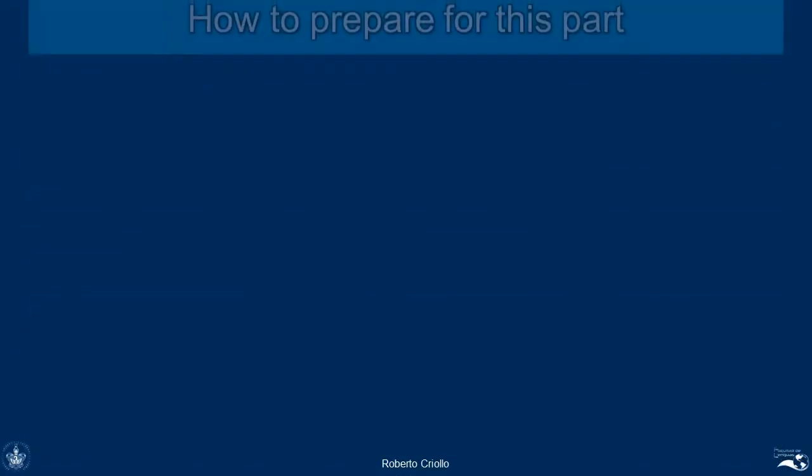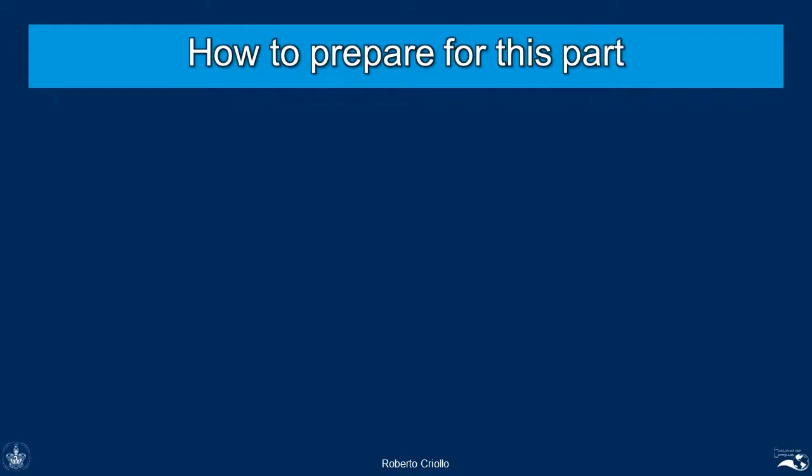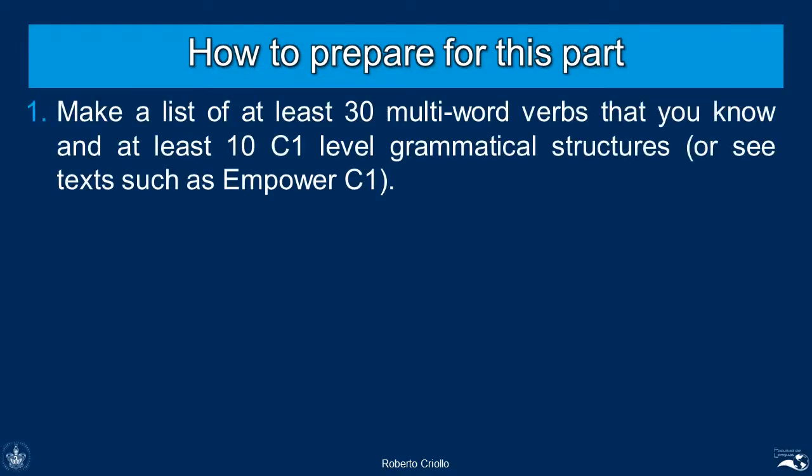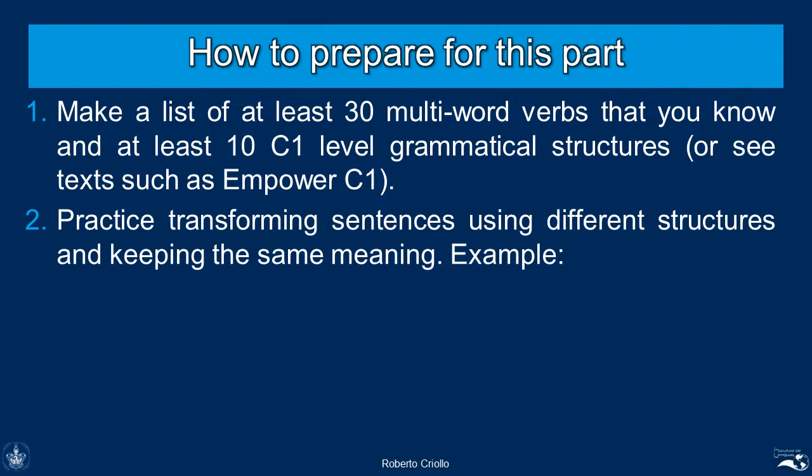Now again, how can we prepare for part 4 of the Use of English section? My suggestion is that you make a list of at least 30 multi-word verbs, these phrasal verbs that we all know, and then that you find a list of at least 10 C1 level grammatical structures. You can look them up in Empower C1 if you want. And then you need to practice transforming these sentences using different structures and keeping the same meaning. This means that the phrasal verbs can be expressed with other verbs that are not phrasal verbs, that are not multi-word verbs, with one word.